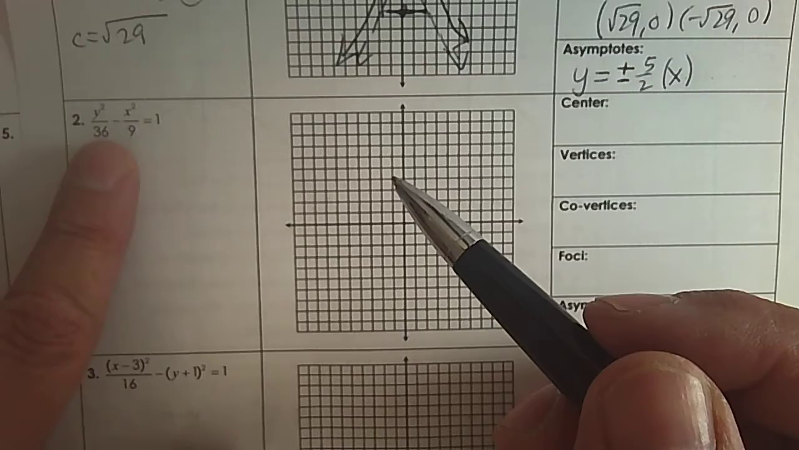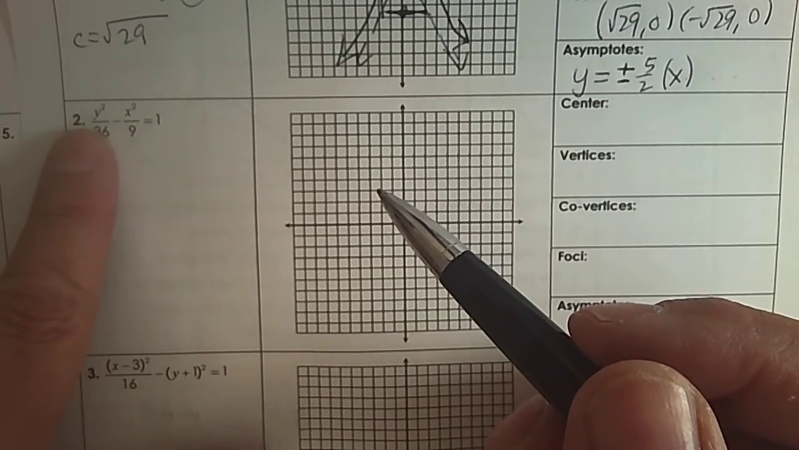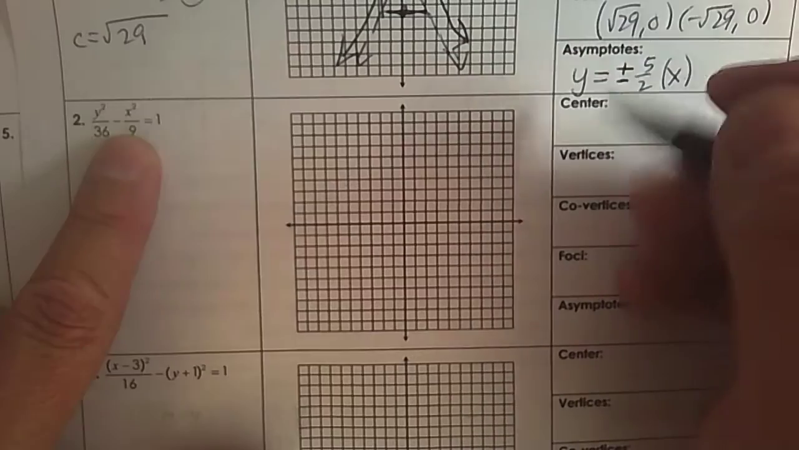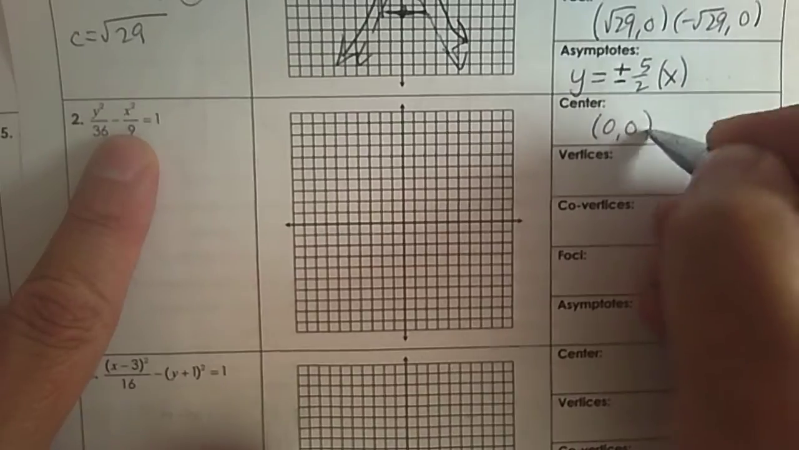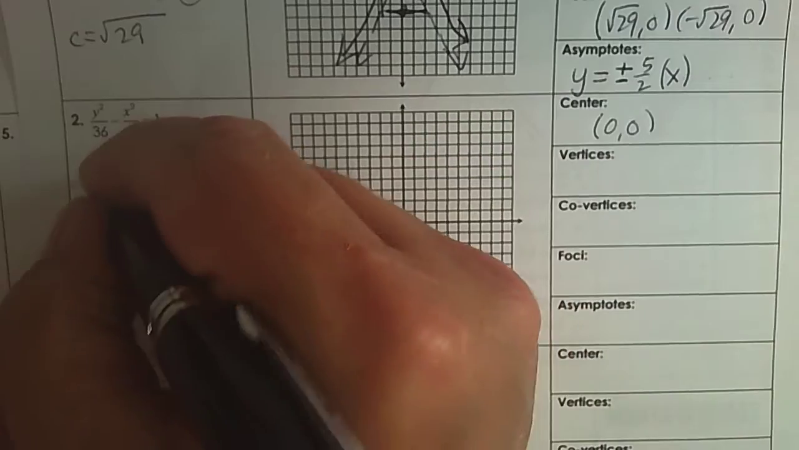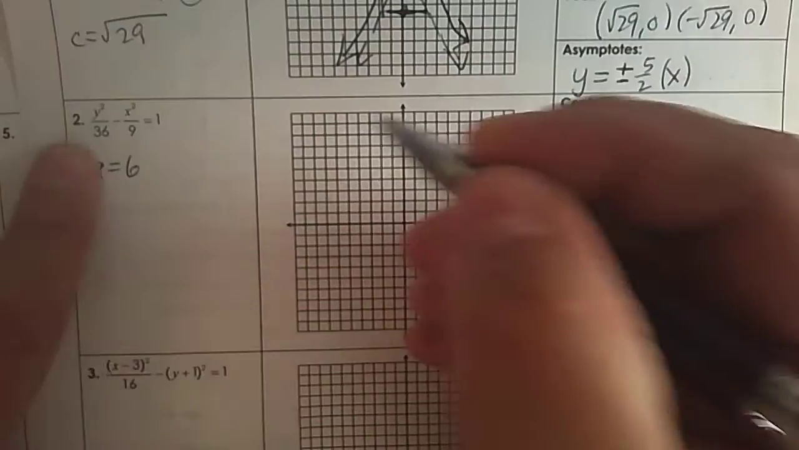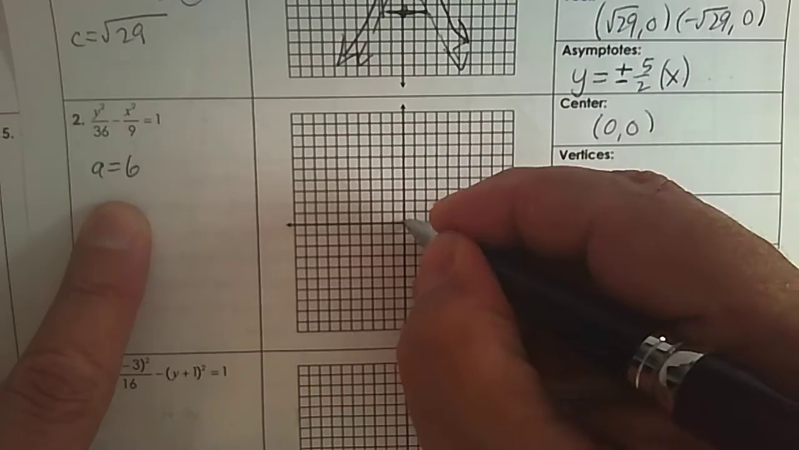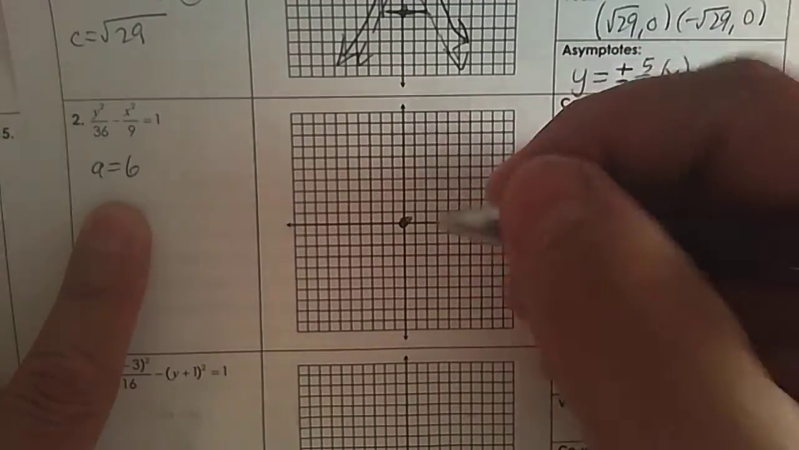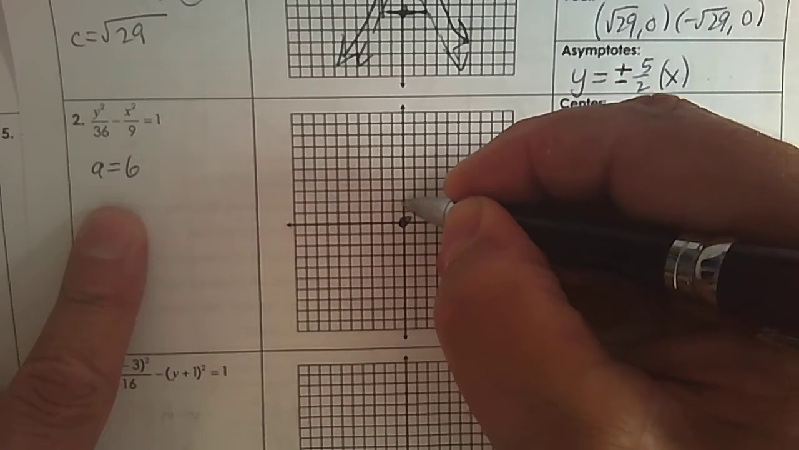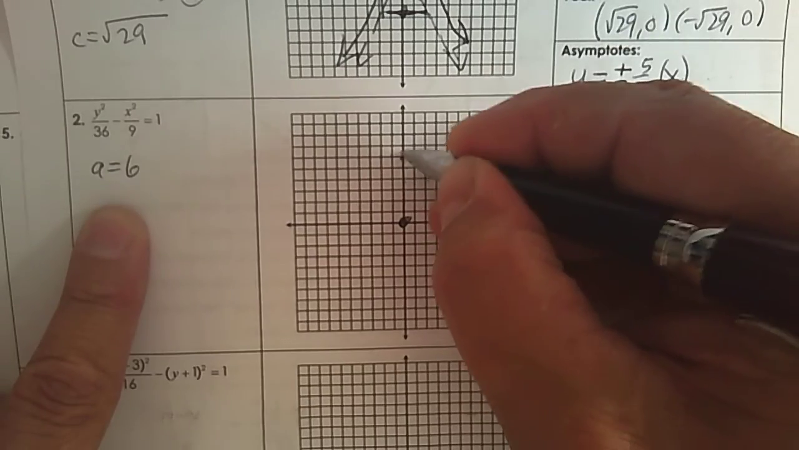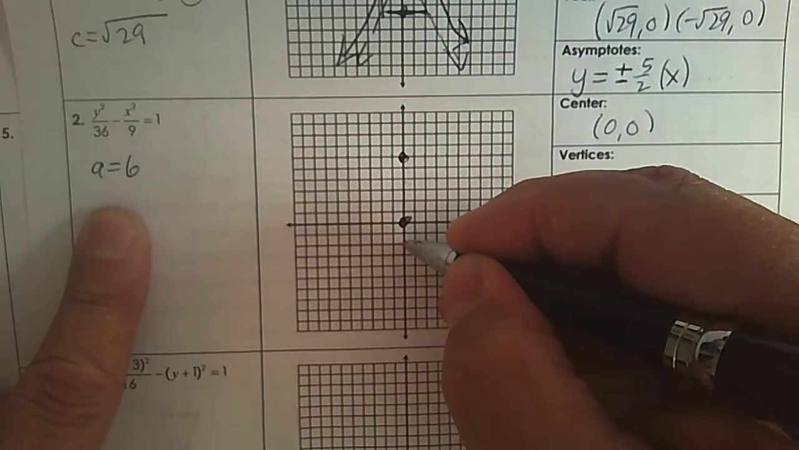Now look at the numerator. The x and the y still gives me the center. There's nothing adding or subtracting, so it's 0, 0. Next, my a is the square root of 36. So from the center, I'm going to count up 6. I'm going to count down 6.